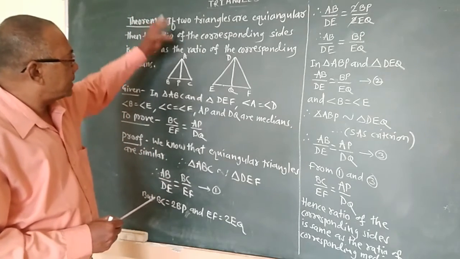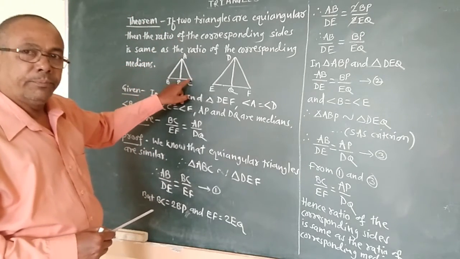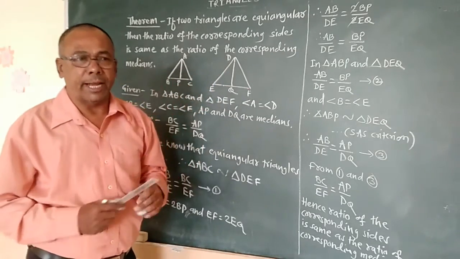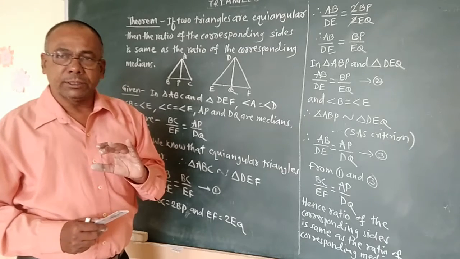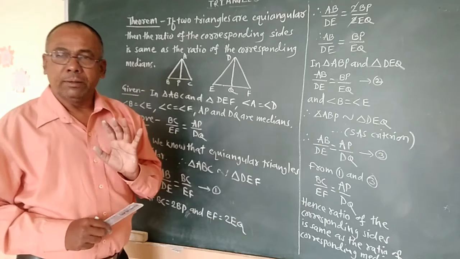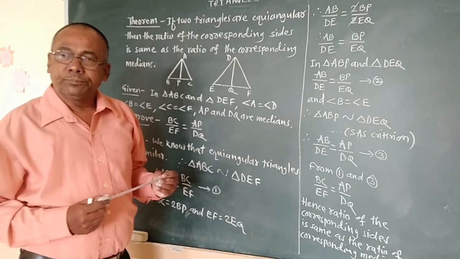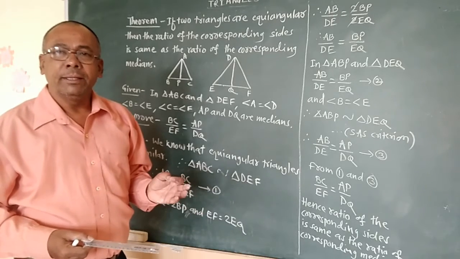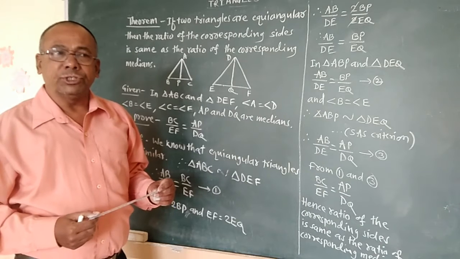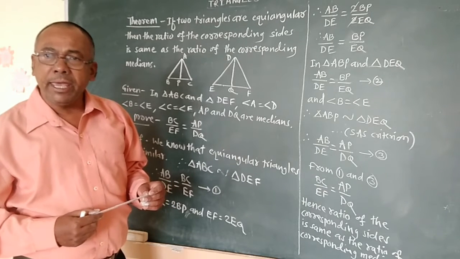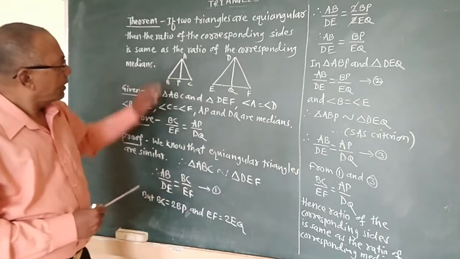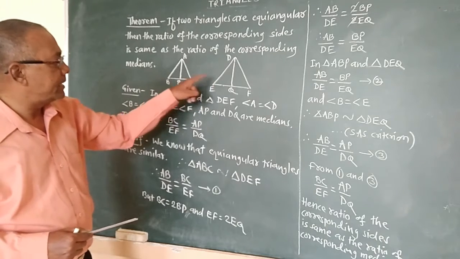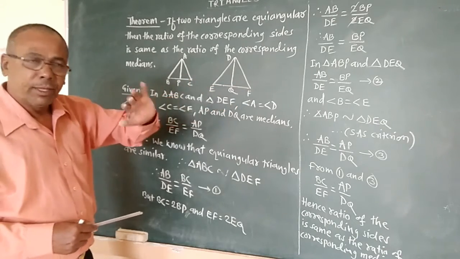Here the two triangles are there, ABC and DEF. These are the two equiangular triangles, which means the corresponding angles of both triangles are equal. And we know that if the corresponding angles are equal, or both triangles are equiangular, then they are similar to each other according to AAA criteria. Here angle A and angle D are equal, angle B and angle E are equal, angle C and angle F are also equal.